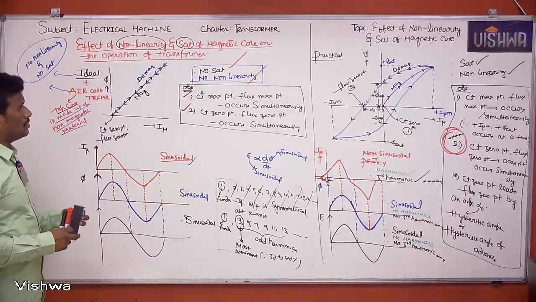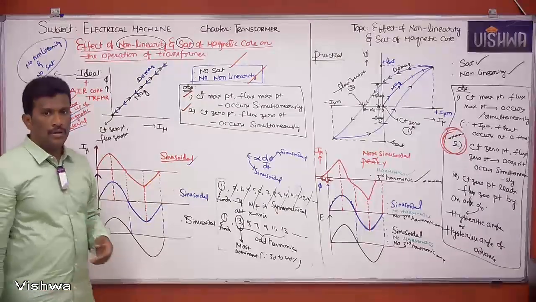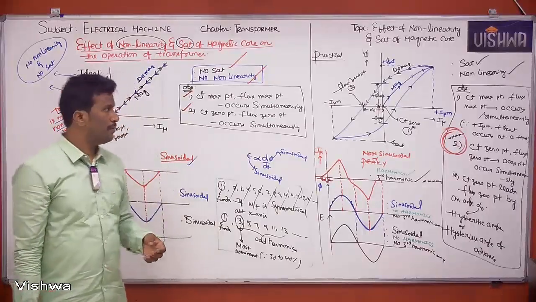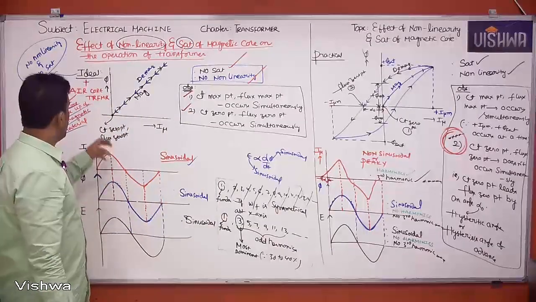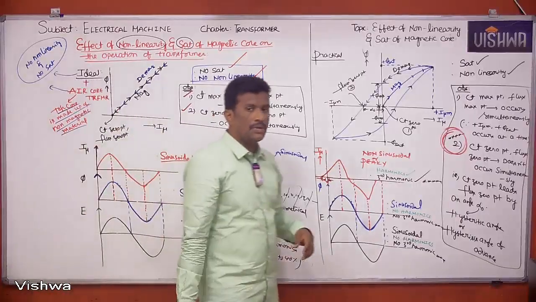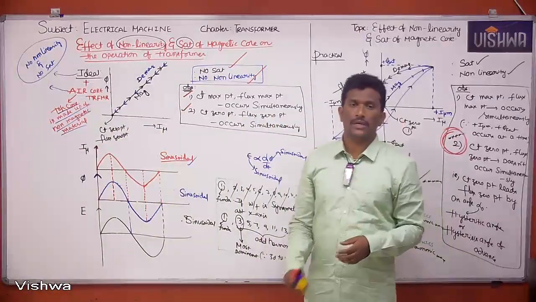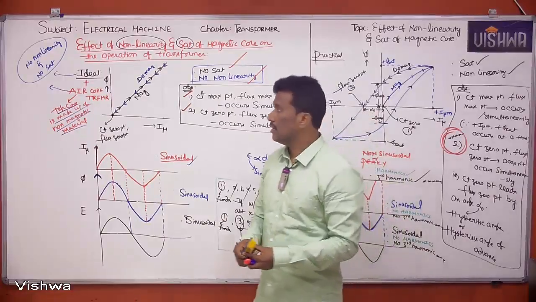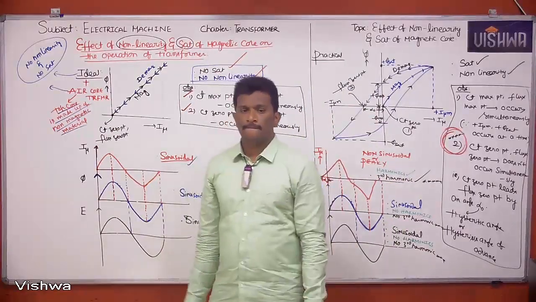Now please try to see your classroom workbook, question number 31. There one question was asked regarding air core transformer. Please try to see that question number 31. Just study, you can understand what is the answer for that question. Question number 31 in your classroom workbook. Please try to study.